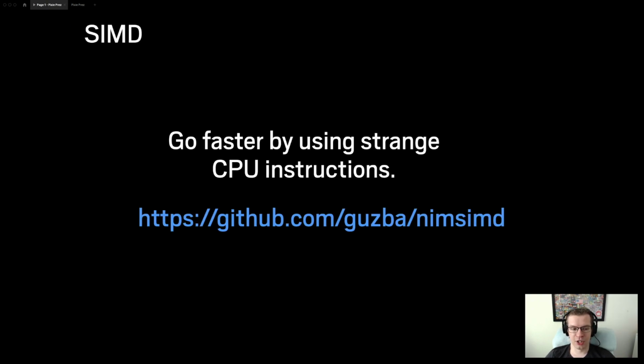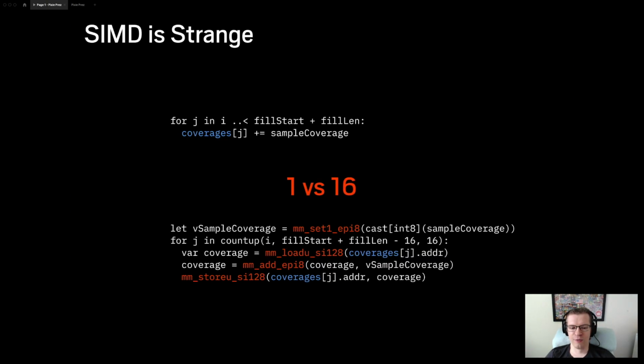Another optimization that we do is using SIMD. SIMD is really weird. It's like you can go faster using strange CPU instructions. We use the excellent NimSIMD library for this. Yeah, it's almost like programming magic. You do these voodoo instructions to make your code go faster. It's really strange. Here's an example of how you would do SIMD.